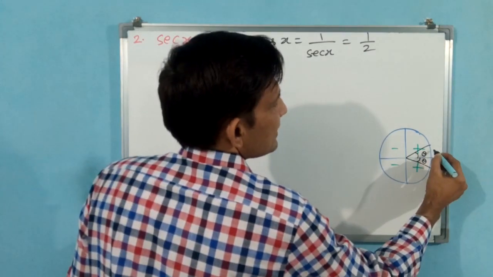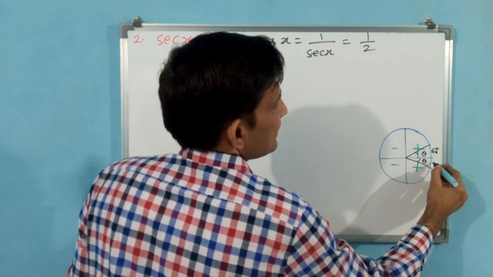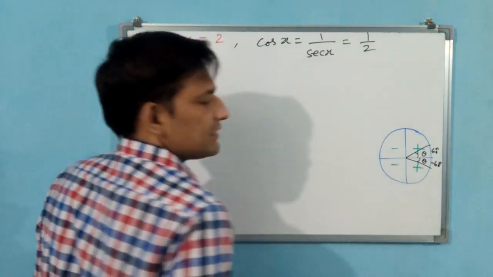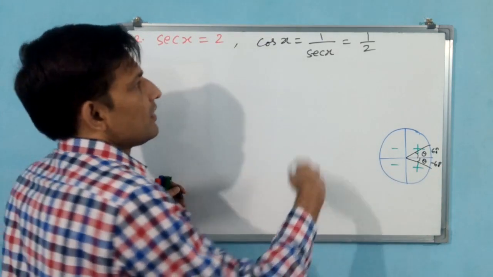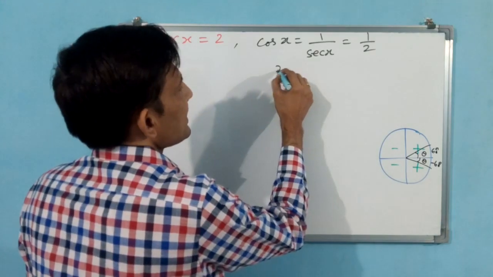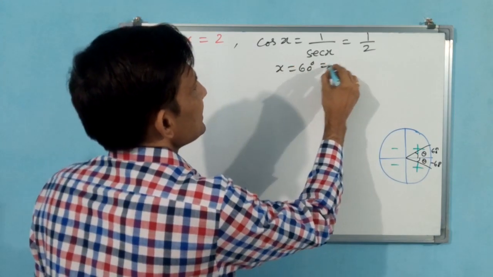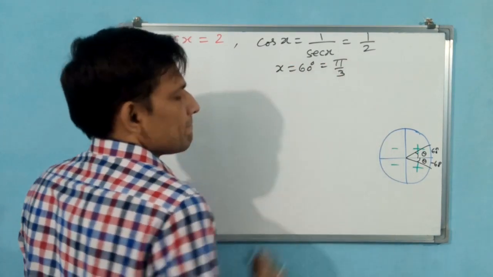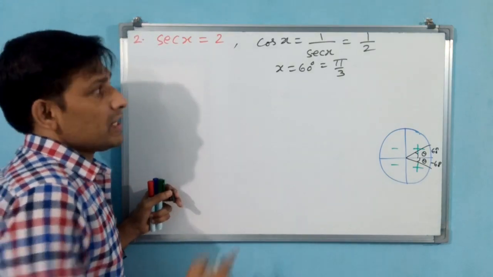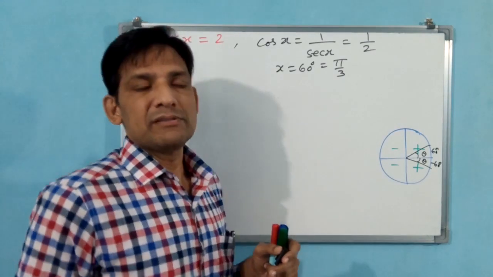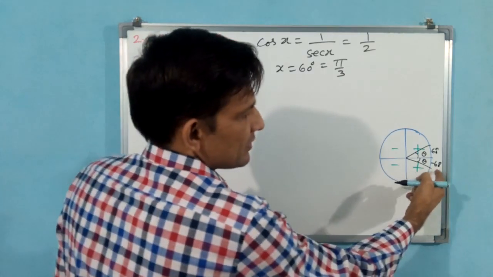That means this is 60 degree. This is also minus 60 degree. 60 degree means, I can write like this: x is equal to 60 degree, that is equal to pi by 3. This is one value only. Principal solution has two values. Another value is this one.